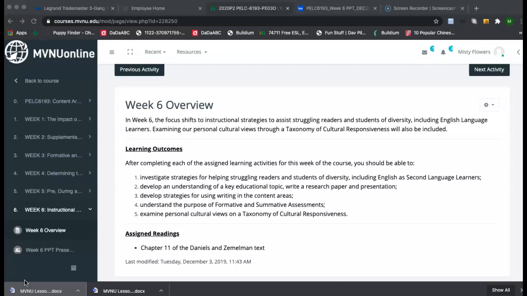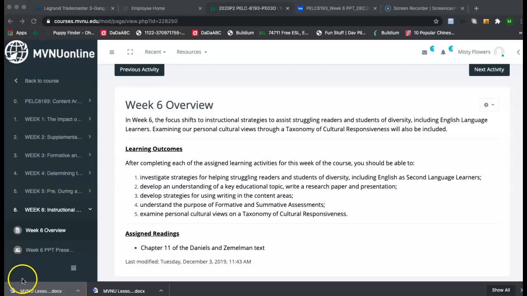You will have developed an understanding of key educational topics, which is your research paper, which is due week 7, and your presentation. You will have developed strategies for using writing in the content areas. Understand the purpose of formative and summative assessments, and as I said earlier, to examine your personal cultural views on a taxonomy of cultural responsiveness.